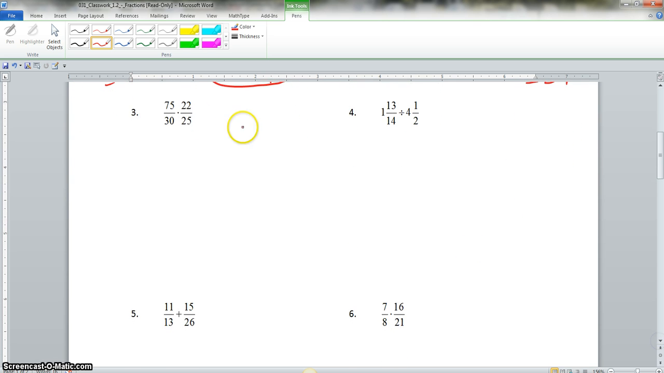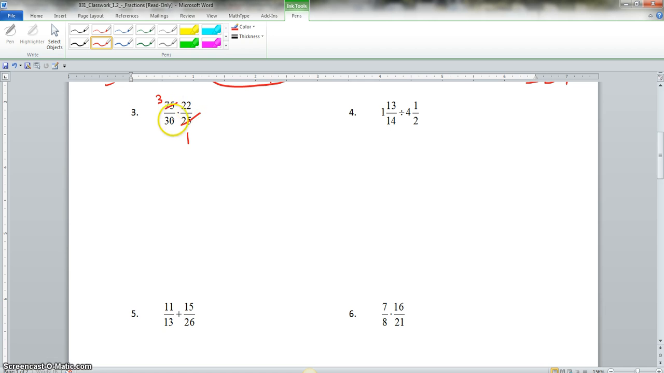Now we go down here to number 3. We have a multiplication problem. Now with our multiplication problem, we can do what is called cross simplifying. And remember, we can only do this with multiplication. So we look here, we have 75. 75 and 25 have factors in common. Both of them have 25 in common. So what we could do is this here. We could say 25 goes into 25 once, and 25 goes into 75 3 times. We divided both of these values by 25.